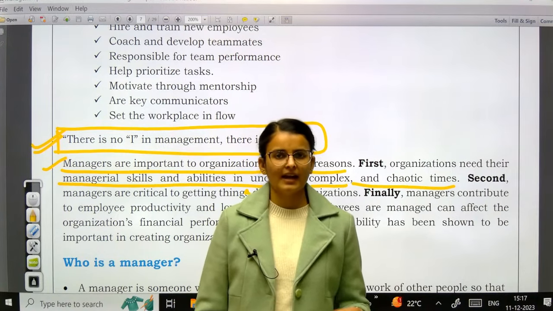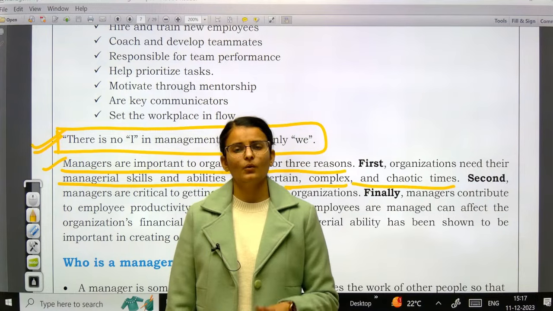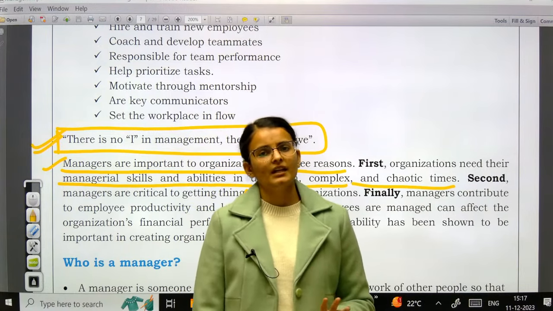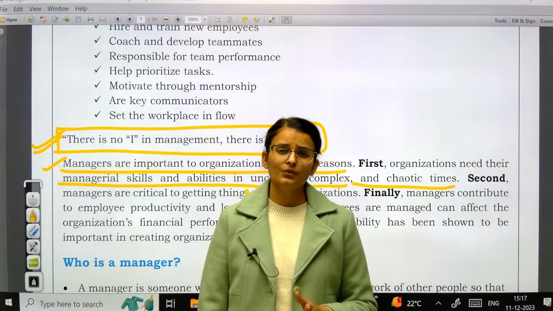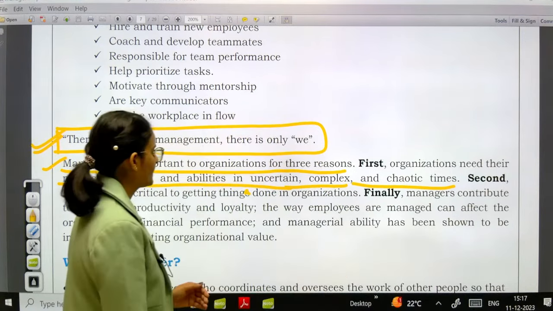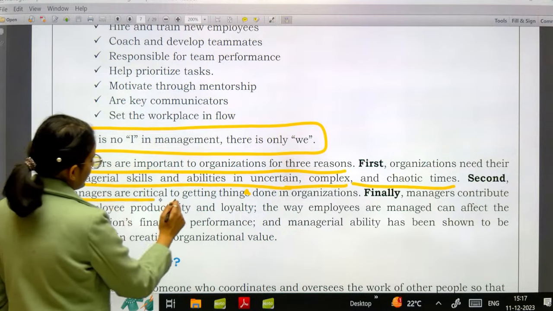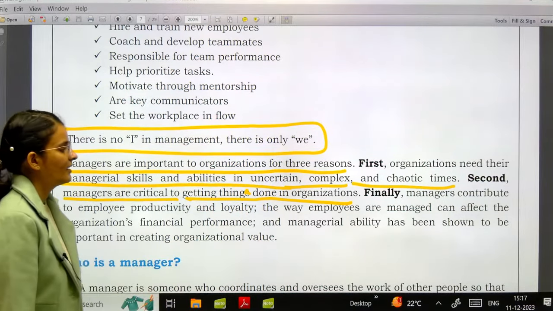He will balance both, and there will be some conversation between the two. Only then can the strike be ended, because the role of the manager is very crucial here. So he should know the strategies for how such difficult situations can be handled. And second, managers are critical to getting things done in organizations, obviously, as we have already discussed.